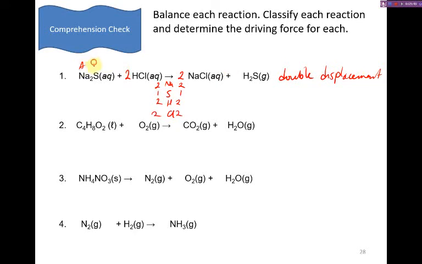We can see that we have A, B, and C, D. And now A is with D, and C is with B. So that's a double displacement. And then the driving force is right here. It's the formation of a gas.